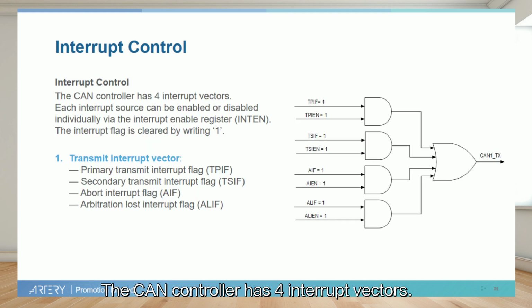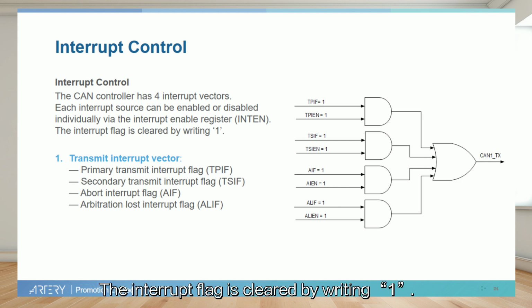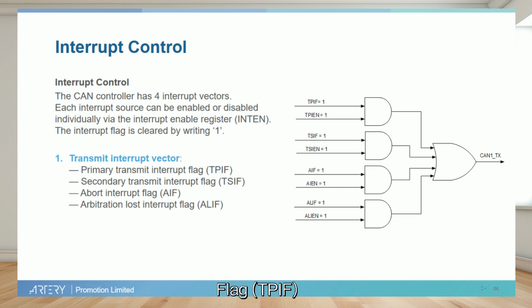The CAN controller has 4 interrupt vectors. Each interrupt source can be enabled or disabled individually via the interrupt enable register. The interrupt flag is cleared by writing 1. The 4 interrupt vectors: First, the transmit interrupt vector. It includes 4 interrupt events: primary transmit interrupt flag, TPIF; secondary transmit interrupt flag, TSIF; abort interrupt flag, AIF; and arbitration lost interrupt flag, ALIF. Each can be enabled or disabled individually.